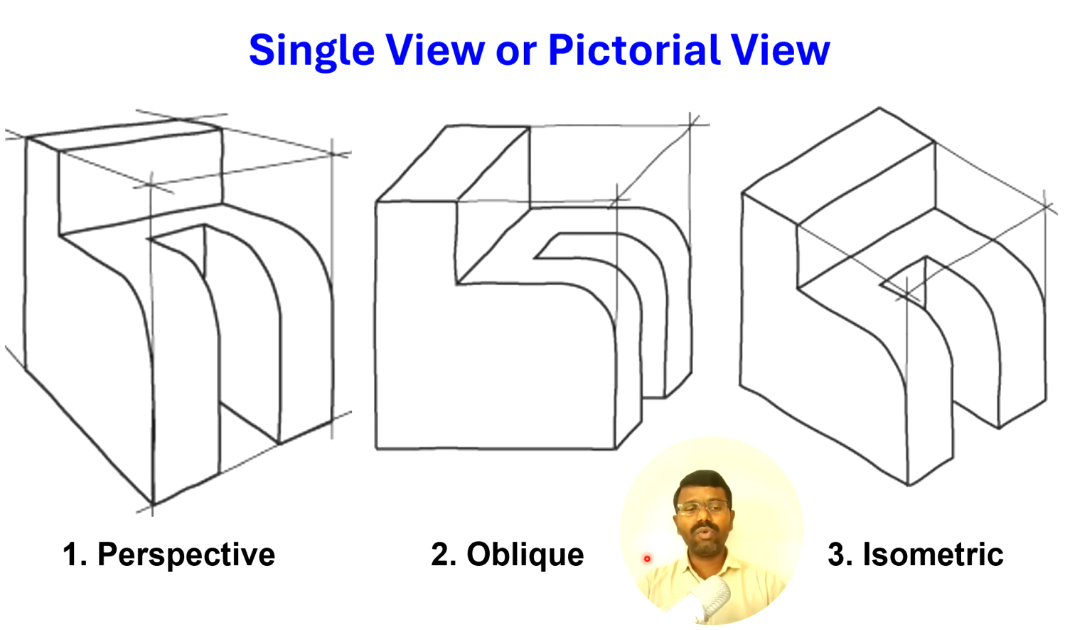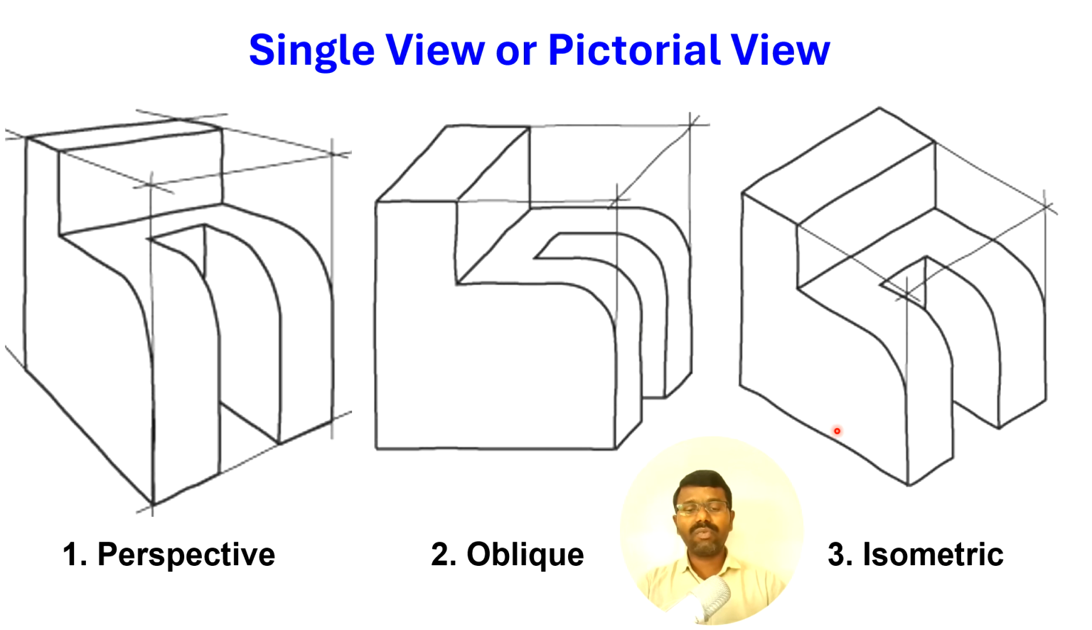In the oblique view, we assume that any one plane is perpendicular to the view direction, and the other two we deform, and then we draw the projections. So this is easy to draw, but it is not realistic, and that is why it is not in use. Next one is the isometric view.